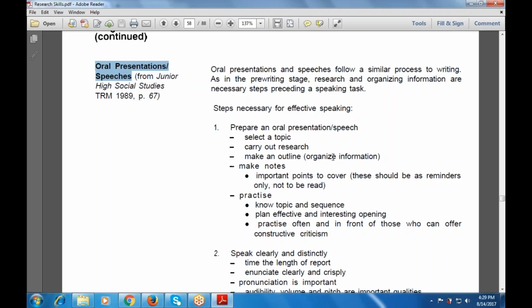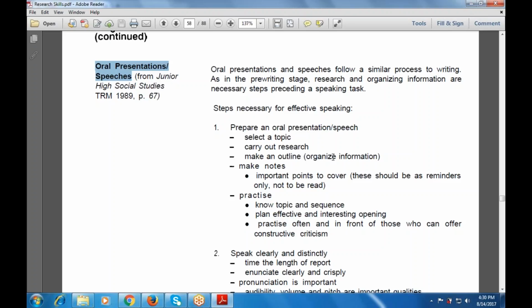Then next is carry out the research. Make a research on that topic, whether that topic is relevant to speak in front of the audience or not. Make an outline, that means organize the information in a sequential manner so that this information will be presented to the audience, so that there is no chance that the audience will laugh or that any point is not relevant to the subject matter.